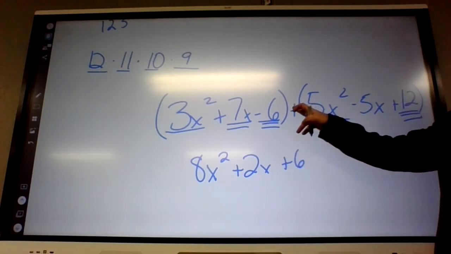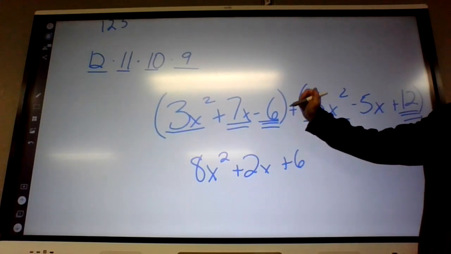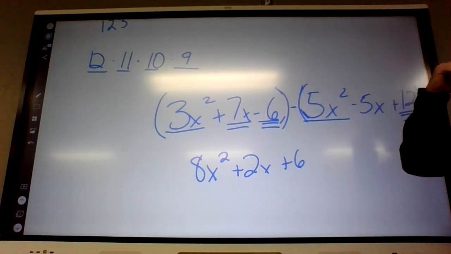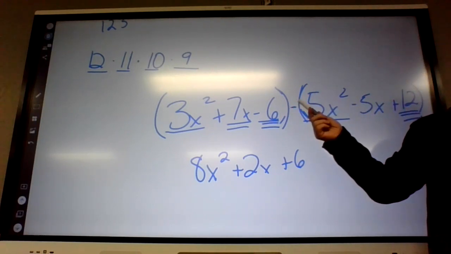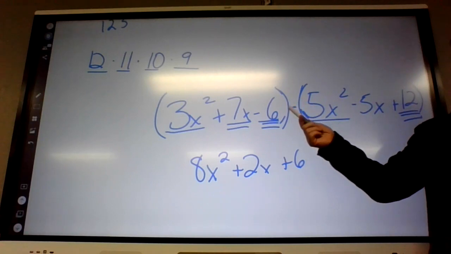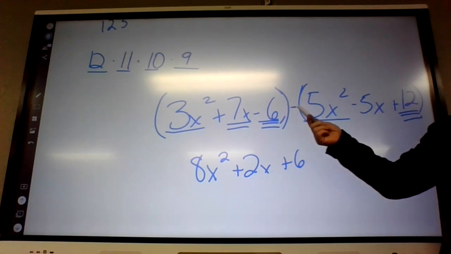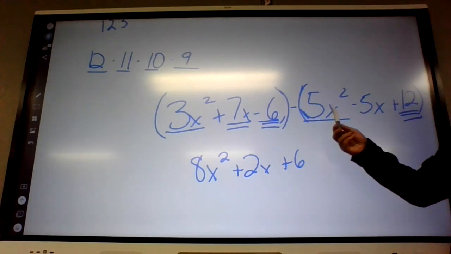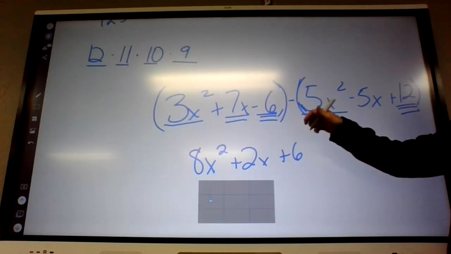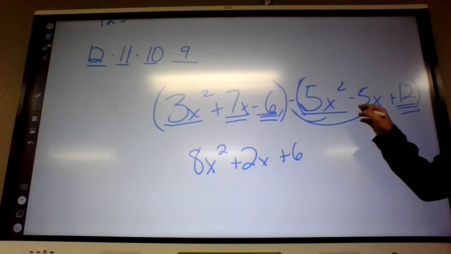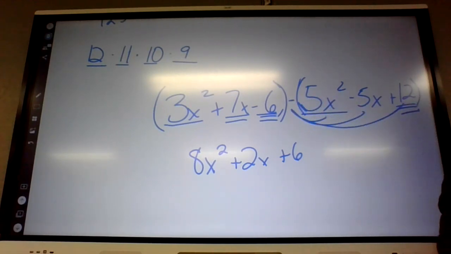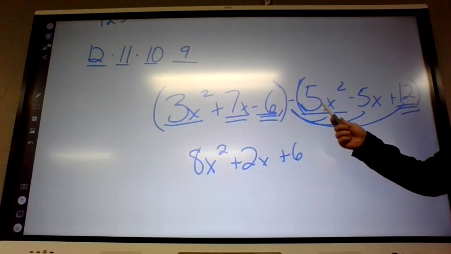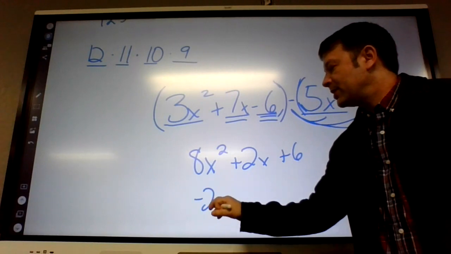Now it gets harder when there's a minus in the middle here. We have done this before too. If there's a minus in the middle, what do we do? Subtract. You subtract those two. All of these. We're not just subtracting 5x squared, we're subtracting the parentheses, which means everything. So it's kind of like distribute. So it would be 3x squared minus 5x squared, which is negative 2x squared.